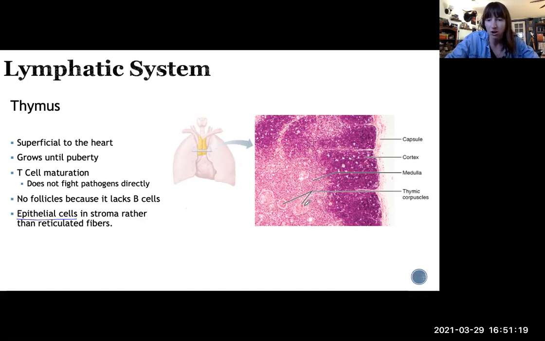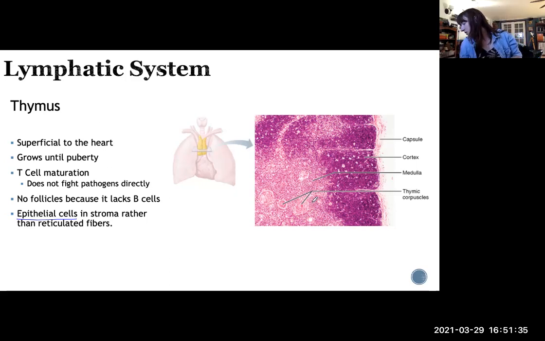Thymic corpuscles are just these little whorls of epithelial tissue in there. I think we do have slides of the thymus available for you to be looking at on Thursday, so check it out, see if you can find a thymic corpuscle in there. I don't think we know exactly what they do.